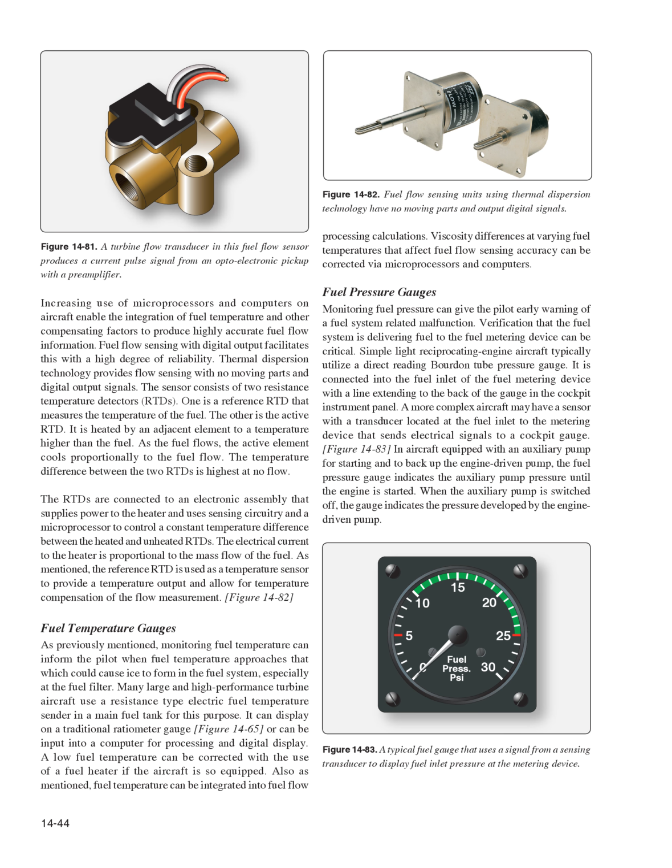Thermal dispersion technology provides flow sensing with no moving parts and digital output signals. The sensor consists of two resistance temperature detectors, RTDs. One is a reference RTD that measures the temperature of the fuel. The other is the active RTD. It is heated by an adjacent element to a temperature higher than the fuel. As the fuel flows, the active element cools proportionally to the fuel flow.